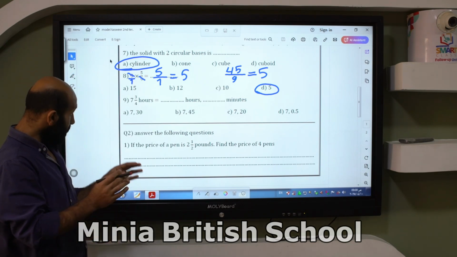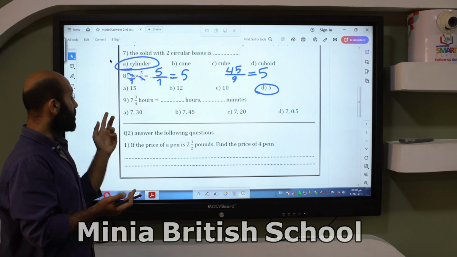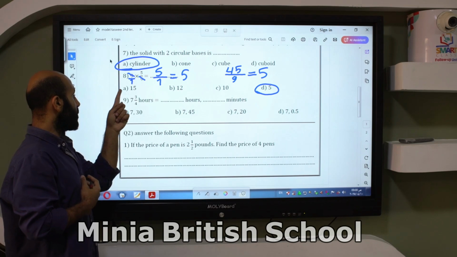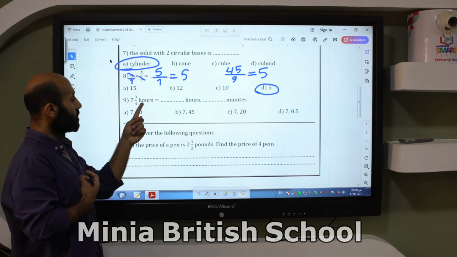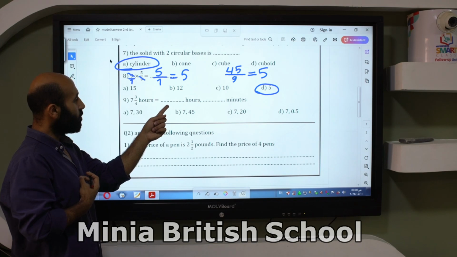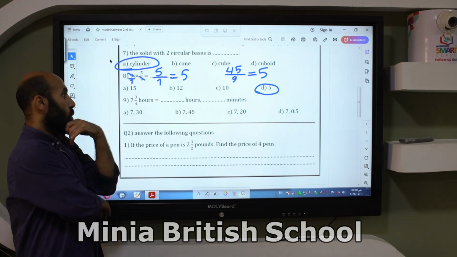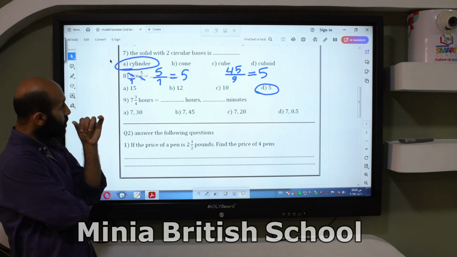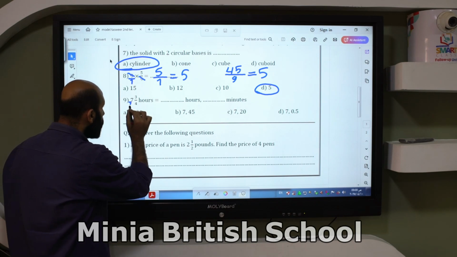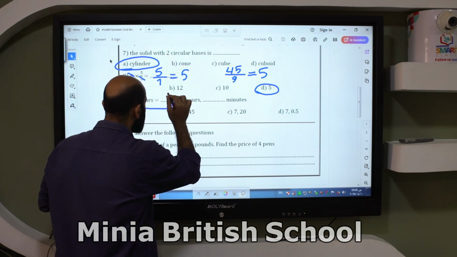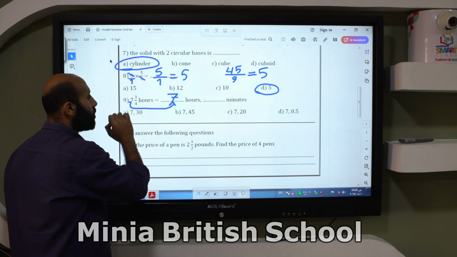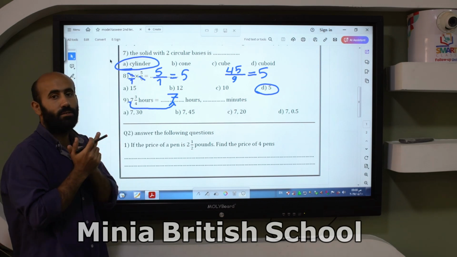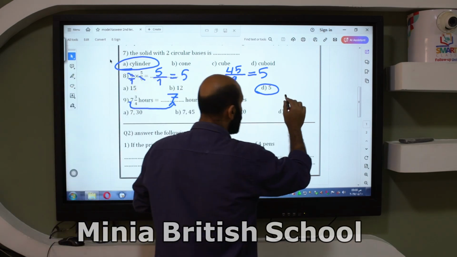I have 7 hours and how many minutes? Let's get to the first part: 7 and 3/4 hours equals how many hours and how many minutes? I have the whole part 7, and the whole part gives 7 hours. What about the 3/4? I want to convert 3/4 hours into minutes. How? By finding the equivalent.